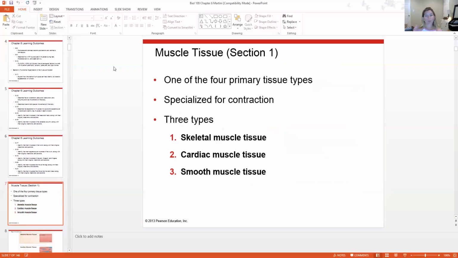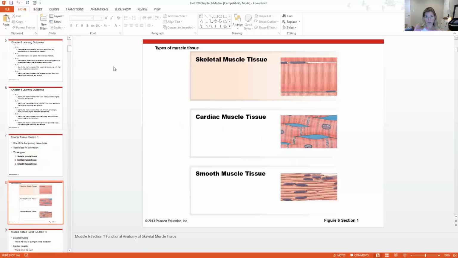So we reviewed muscle tissue a little bit in chapter 3. It's one of the 4 primary tissue types, right? Epithelial, connective, muscular, nervous. It's specialized for contraction, and there's 3 types of muscle tissue. You have skeletal muscle, cardiac muscle, and smooth muscle.